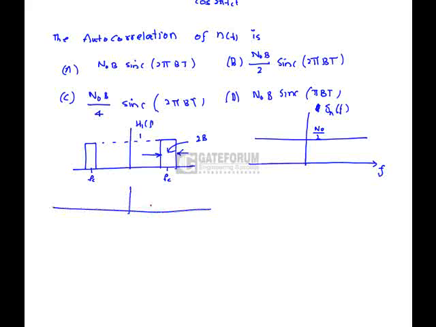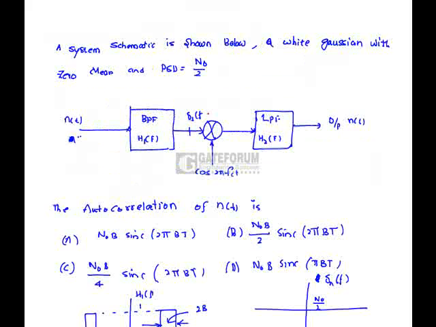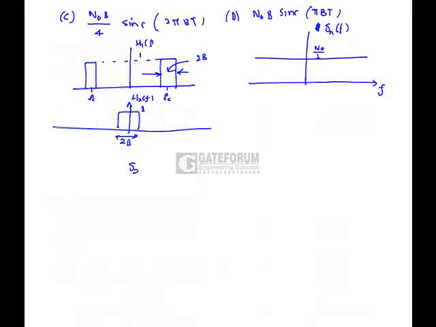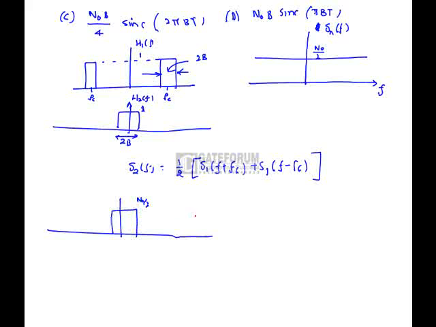Coming to H2 of f, which is a low pass filter whose bandwidth is similar, that is 2B, and the magnitude is 1 over the desired frequency range. Now suppose I assume this is S1 of f, this is S2 of f. So S2 of f is equal to 1 by 2 times S1 of f plus fc plus S1 of f minus fc. If we plot this function S2 of f, we will get this as N0 by 2. This is 2fc, minus 2fc. This magnitude is N0 by 4. This magnitude is N0 by 4.